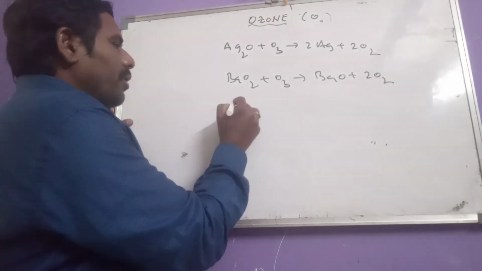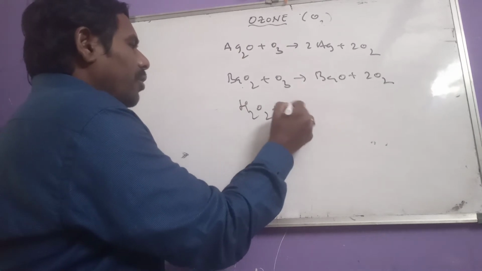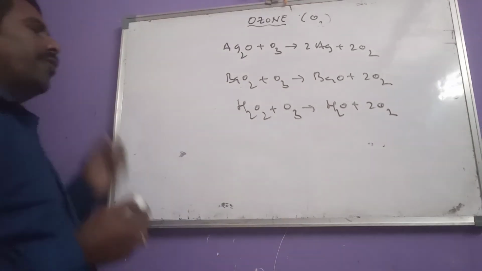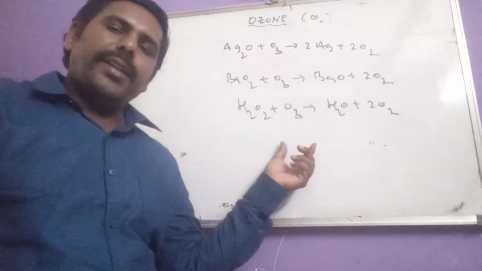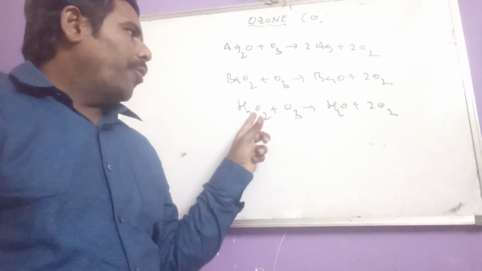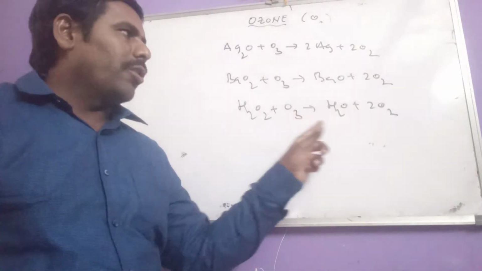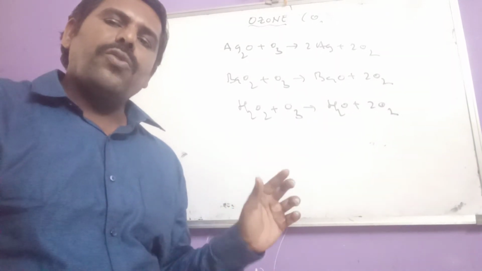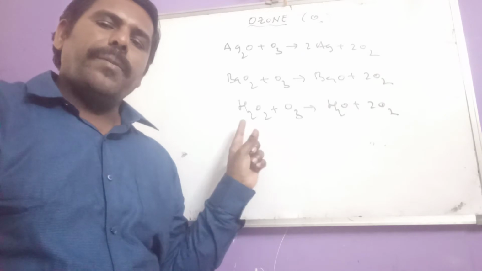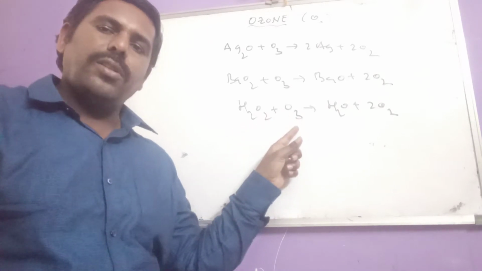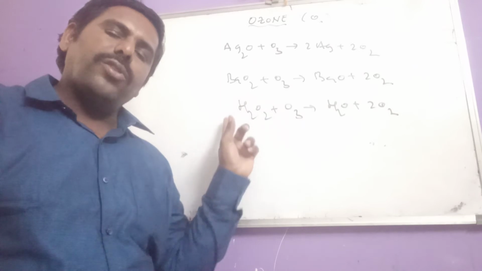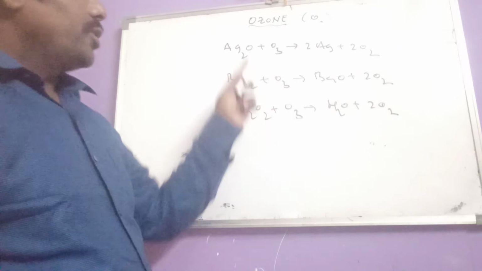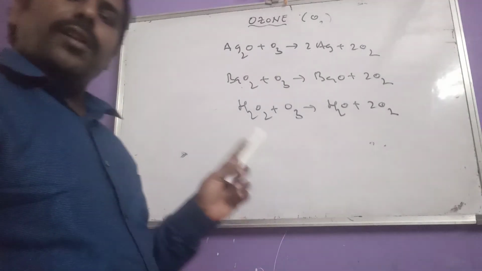And then another one also there, H2O2, hydrogen peroxide plus ozone, we get H2O plus 2O2. One speciality is there in this reaction. Both H2O2 and ozone are getting reduced. So this comes under mutual reduction reaction. That means H2O2 reduces ozone and also ozone reduces H2O2. So this is called mutual reduction reaction. So these three are reducing properties of ozone.